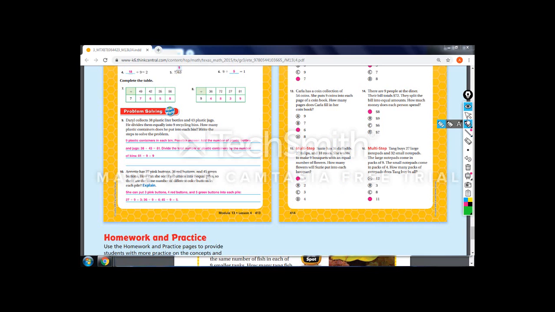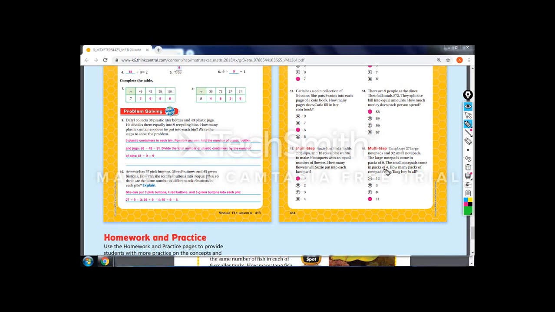How do we do? Good? Excellent. The next one. Tang buys 27 large notepads and 32 small notepads. The large notepads come in packs of 9. The small notepads come in packs of 4. How many packs of notepads does Tang buy in all? So now you have to figure out how many he buys in all.